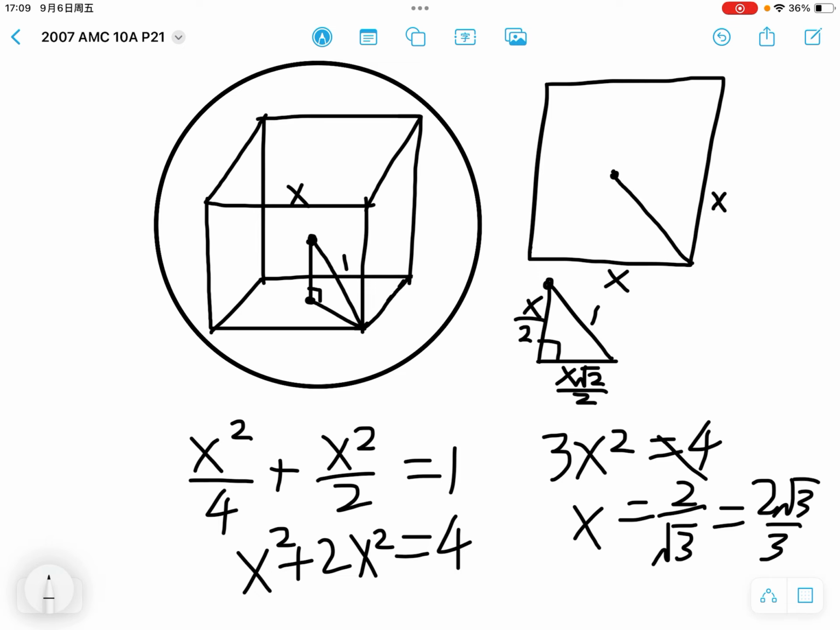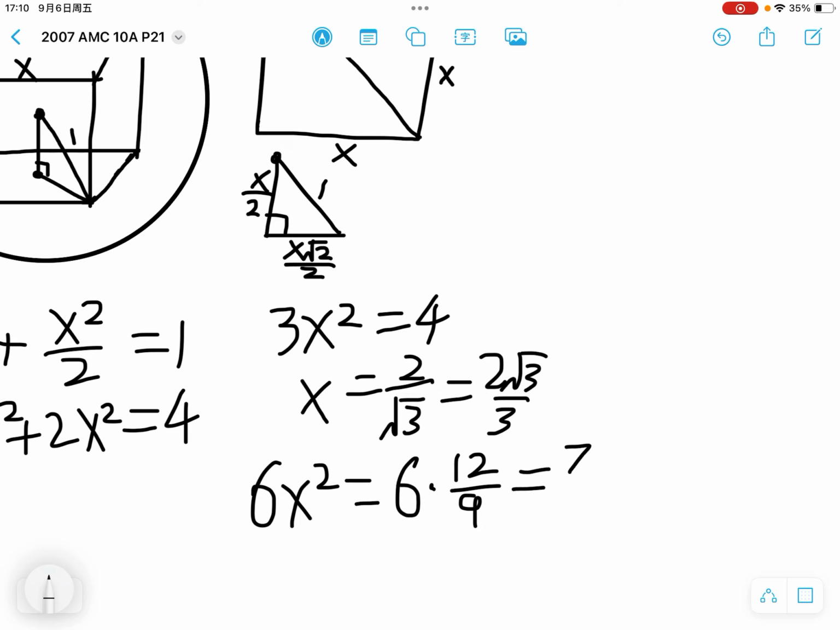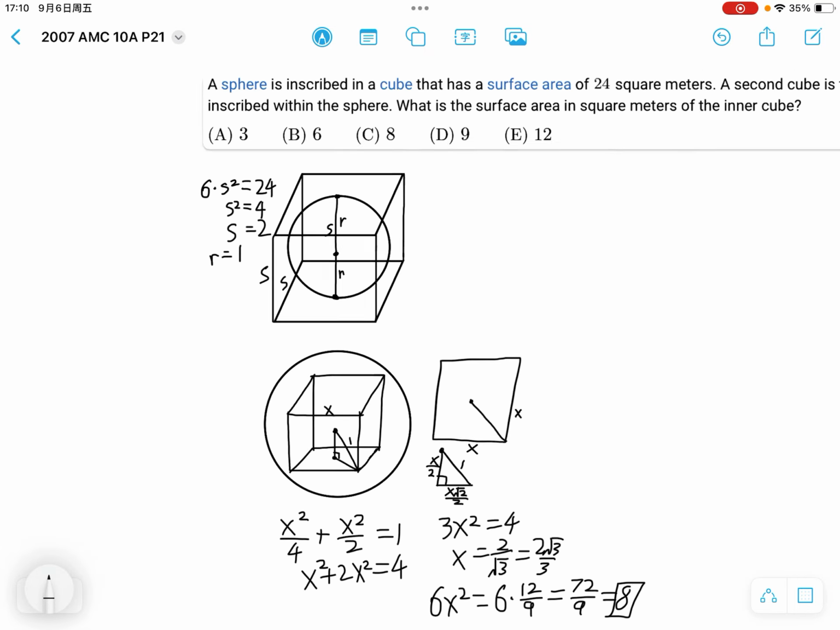If that's the case, the surface area is going to be 6x squared, because one face of the cube is x squared, so 6 faces is 6x squared. 6x squared is going to be equal to 6 times (2 root 3 over 3) squared, which is 12 over 9, so it's 6 times 12 over 9. 6 times 12 is 72, over 9, which is 8. So the answer to this problem is 8, which is C.